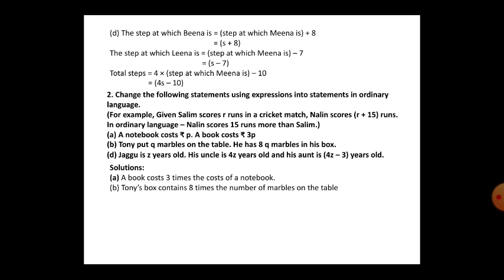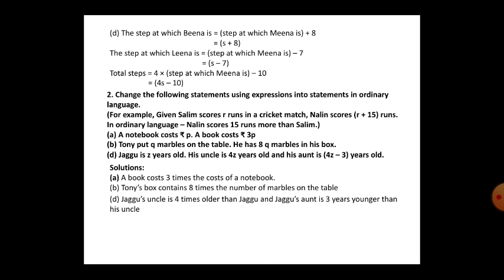Tony put q marbles on the table. He has 8q marbles in his box. This you have to convert into ordinary language. Tony's box contains how many marbles? 8 times the number of marbles on the table. The number of marbles on the table is q, so 8 times. Tony's box contains 8 times the number of marbles on the table.